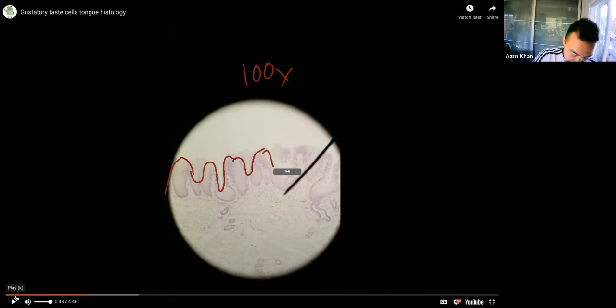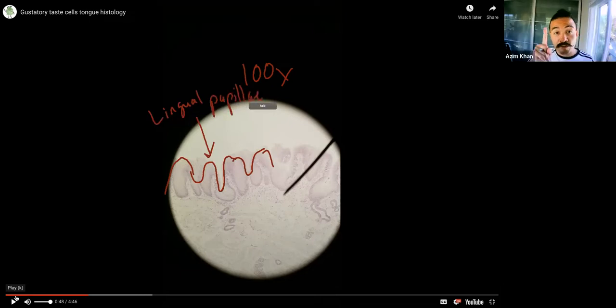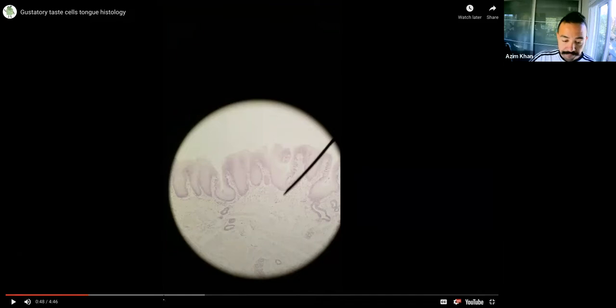You can see that there's this very deep wavy texture to the surface of the tongue. If you recall, we have bumps on the tongue. Those are called lingual papillae. By having texture on the tongue, it's good for gripping and more surface area for having receptors. So we're going to look closer at these lingual papillae to find the taste cells, the gustatory taste cells. So we go to 400x.